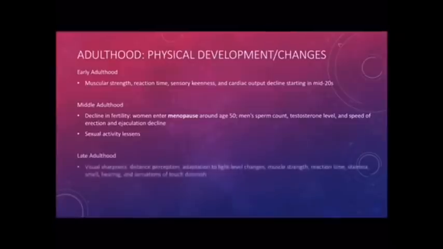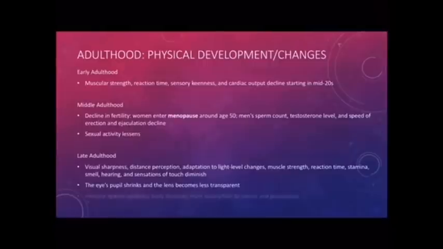Late adulthood. Basically, everything else declines. Visual sharpness, distance perception, adaptation to light level changes, muscle strength, reaction time, stamina, smell, hearing, sensations. So basically in this stage, your senses are really what declines here. Your smell, your hearing, your vision, all those sorts of things. The eye's pupil also shrinks, which is interesting. The lens becomes less transparent, which makes it more difficult to see, really.